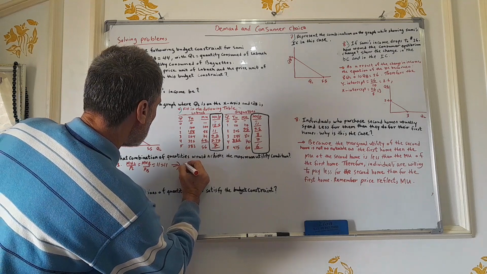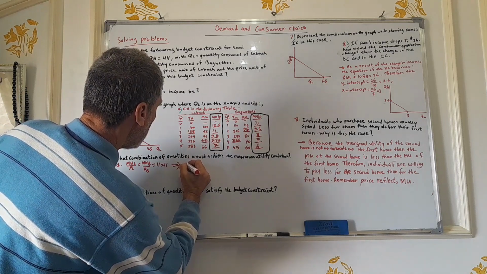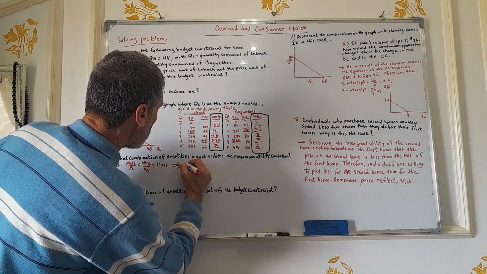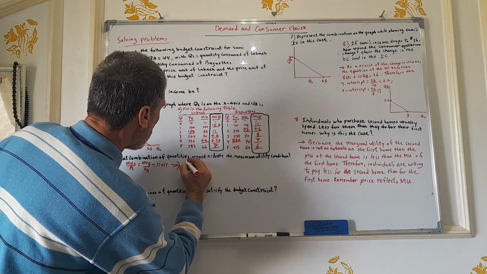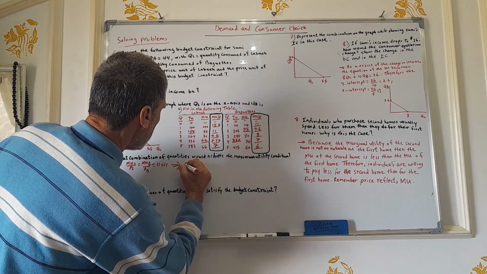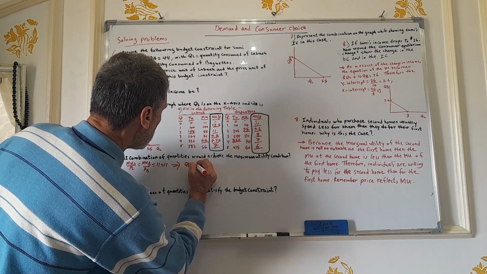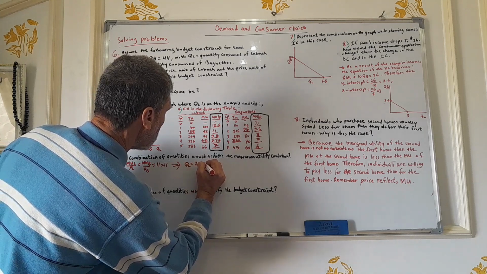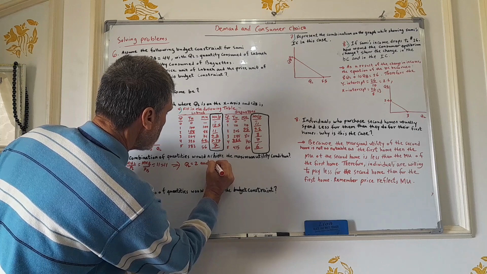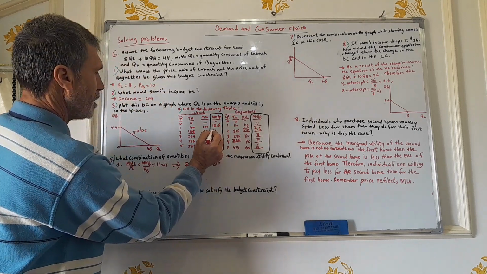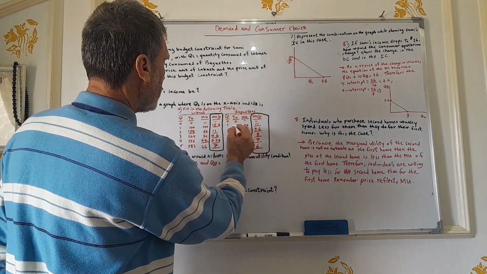2 units of Lebanese. We said here the quantity of Lebanese is equal to 2, and the quantity of baguettes is equal to what? 1.